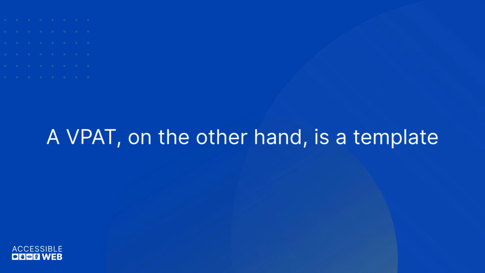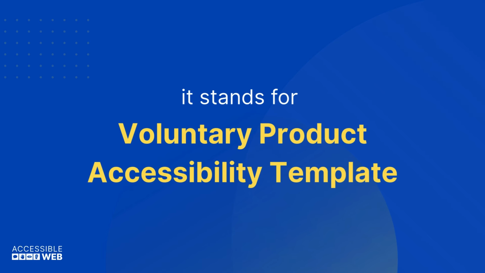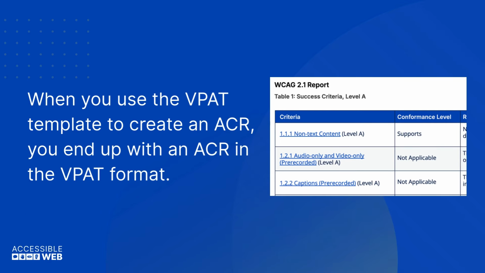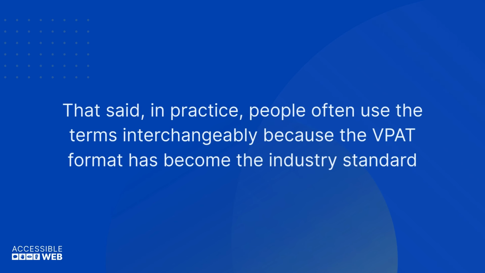A VPAT, on the other hand, is a template. It stands for Voluntary Product Accessibility Template. When you use the VPAT template to create an ACR, you end up with an ACR in the VPAT format. So technically, the VPAT is the format, and the ACR is the final report. That said, in practice, people often use the terms interchangeably because the VPAT format has become the industry standard.